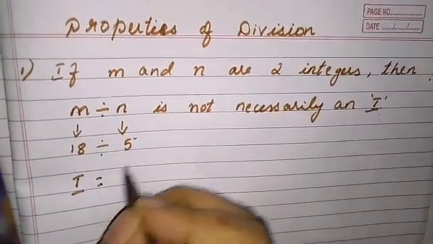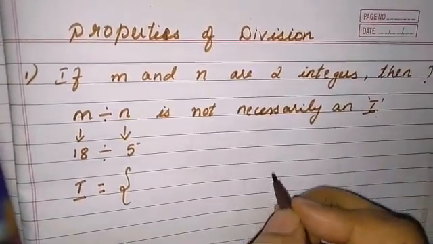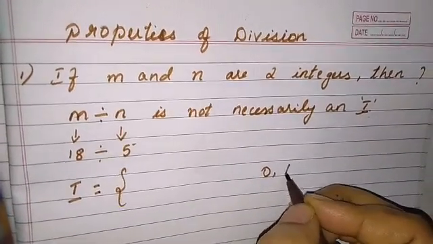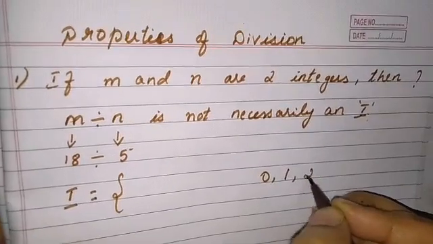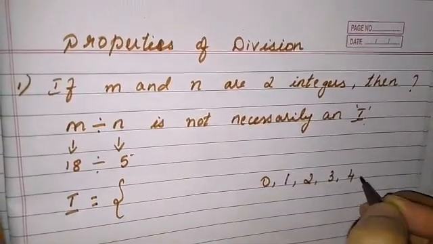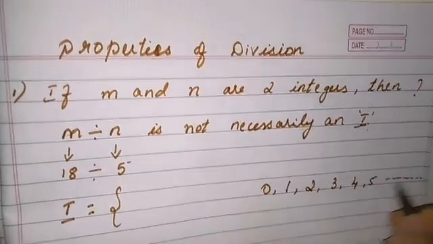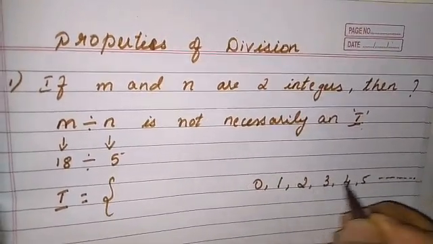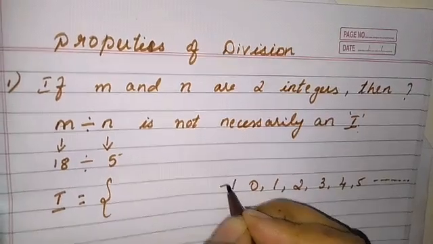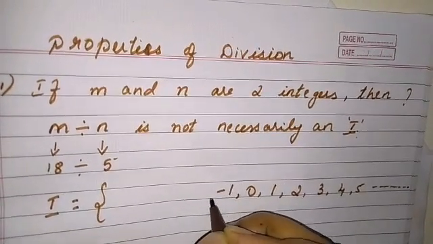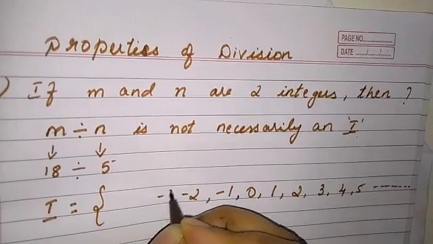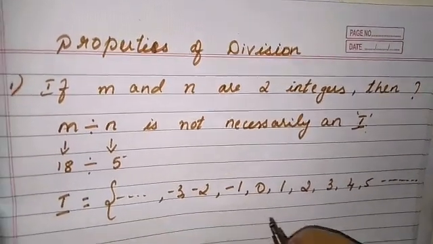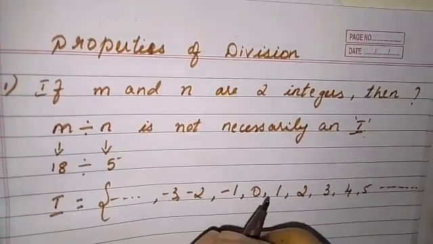Integers are represented by I. Okay, so let's begin with the middle number, which is 0. Apart from 0 we have 1, 2, 3. These are all called the natural numbers. So these are the positive natural numbers towards the right side of the 0, and these are the negative natural numbers towards the left side of the 0. Okay, so these are the natural numbers.